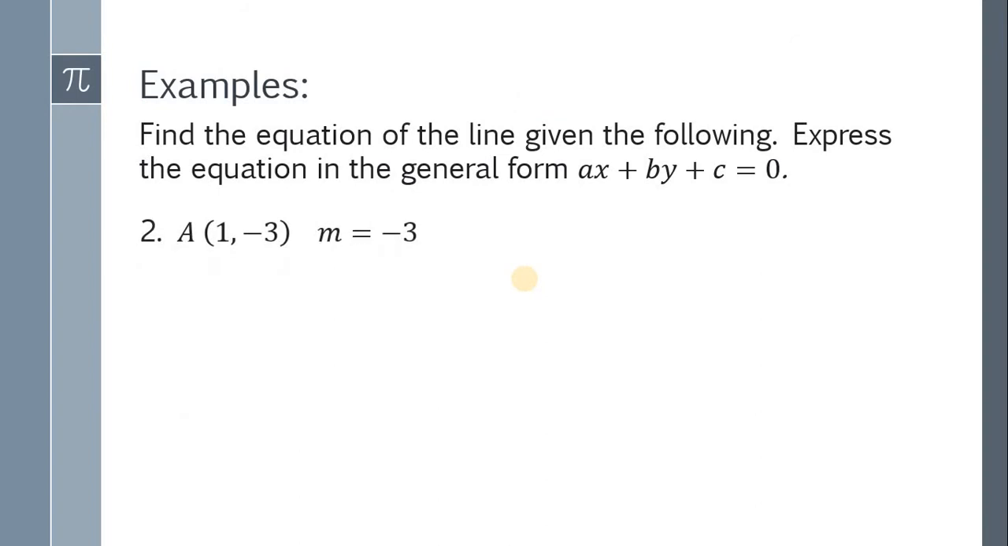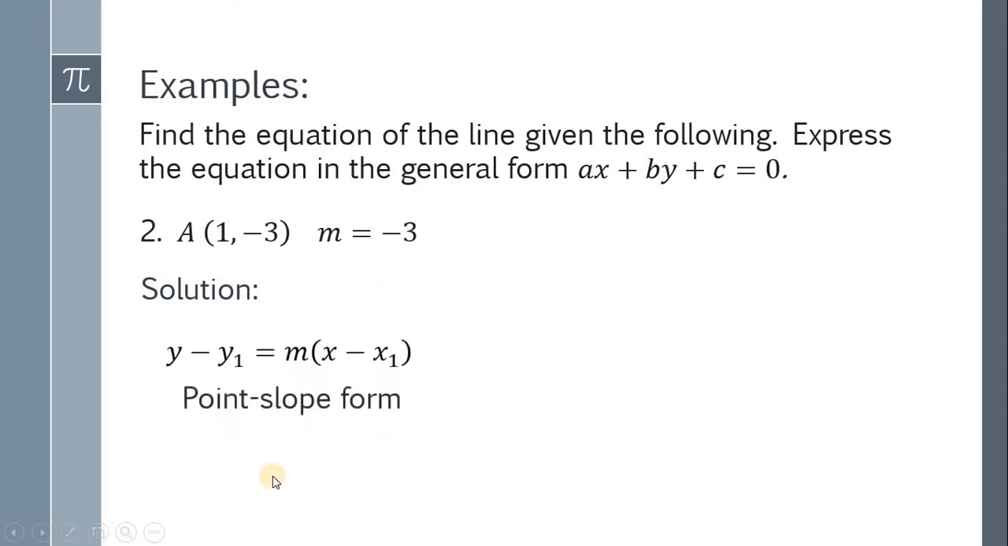Let's have example number 2. We have point A, (1, -3), and the slope, negative 3. Now, ano-ano yung mga given? We have a point and we have a slope. So, in short, yung gagamitin nating formula to make a line is point-slope form. Bakit point-slope form? Kasi ang given natin ay isang point at saka isang slope.